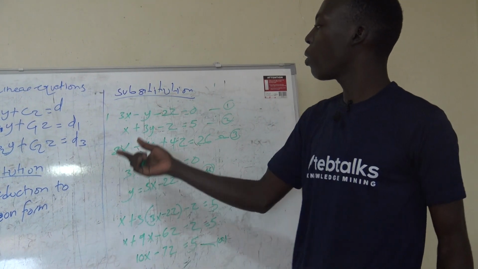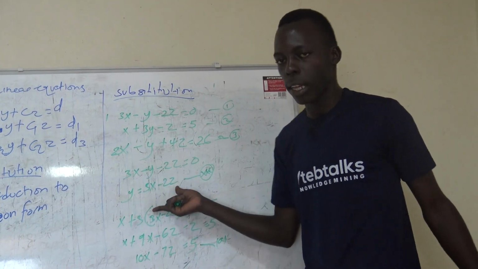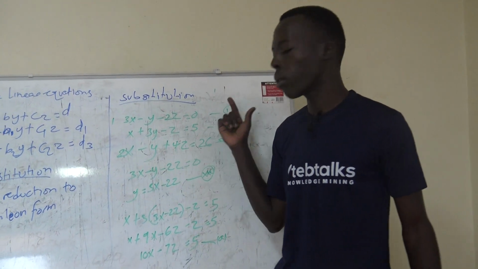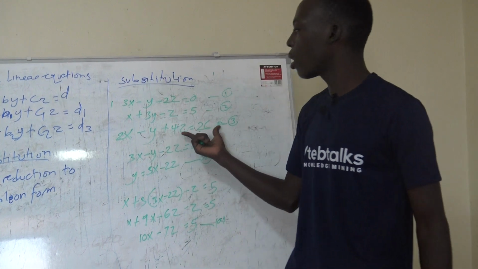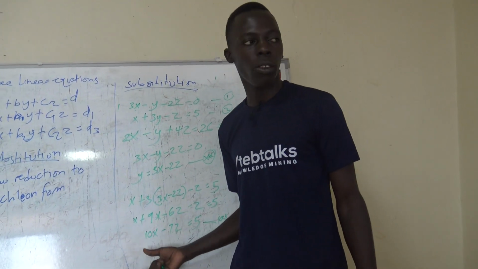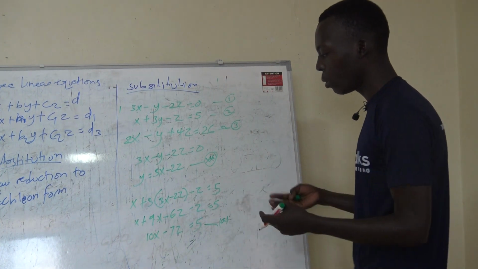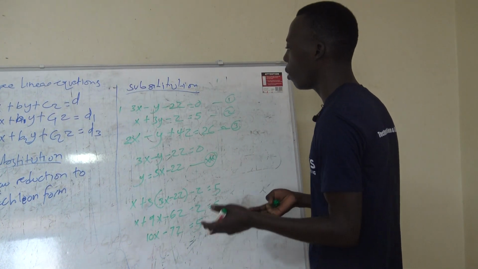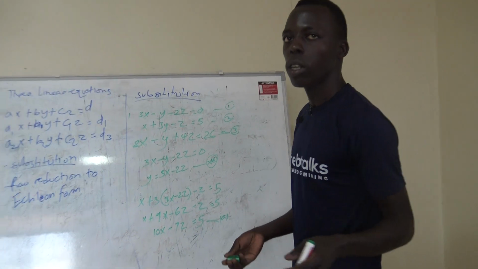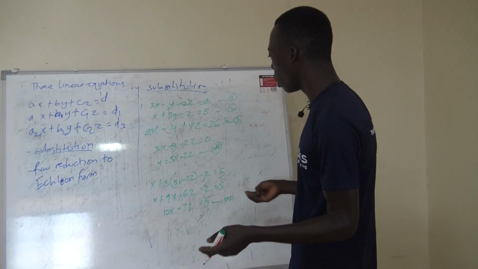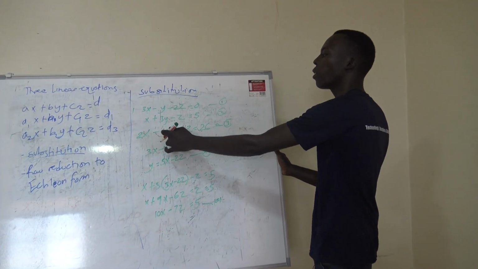Now again we are going to substitute the value of y, this time in the third equation, so that we can get also the second equation in terms of x and z, so that we can have two simultaneous equations which we can solve using any method, either elimination or substitution, any. So now we substitute in the third one.